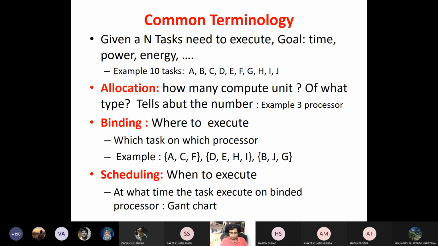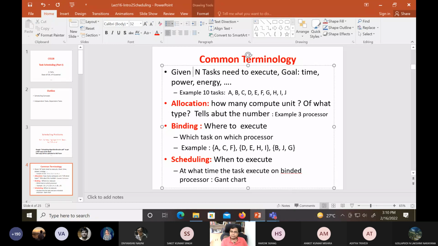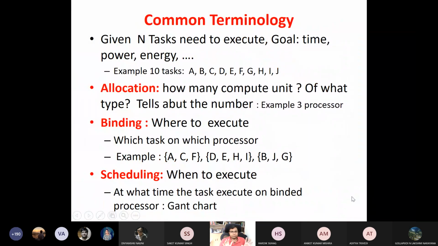And these are the three terminologies. Suppose given a set of n tasks that need to be executed. The goal may be time, power, or energy, but I'm not saying what the goal is, what to minimize, optimize, or maximize. What I'm saying is very basically, given n tasks to execute. For example, n is equal to 10 tasks, named A, B, C, D, E, F, G, H, I, J.